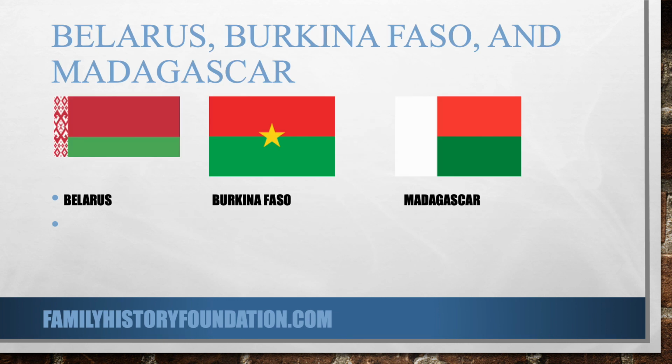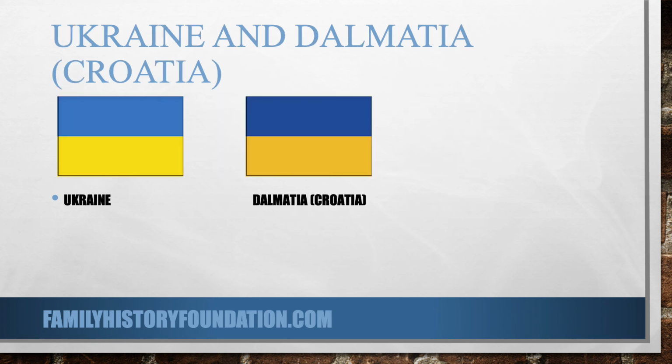Belarus, Burkina Faso, and Madagascar. Pretty similar, with the red and green and white elements in there. So that's kind of a neat one. This is definitely a look-alike, which is Ukraine and the flag for Dalmatia, which is in Croatia. Blue and yellow. Well, that's it.